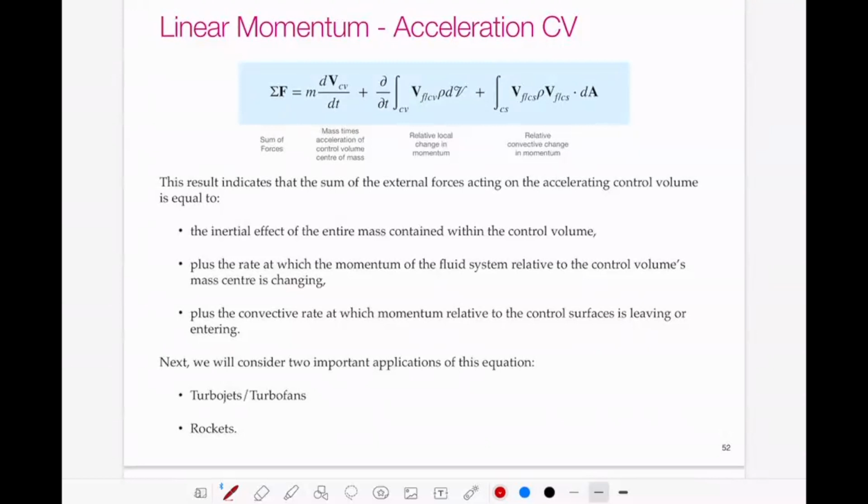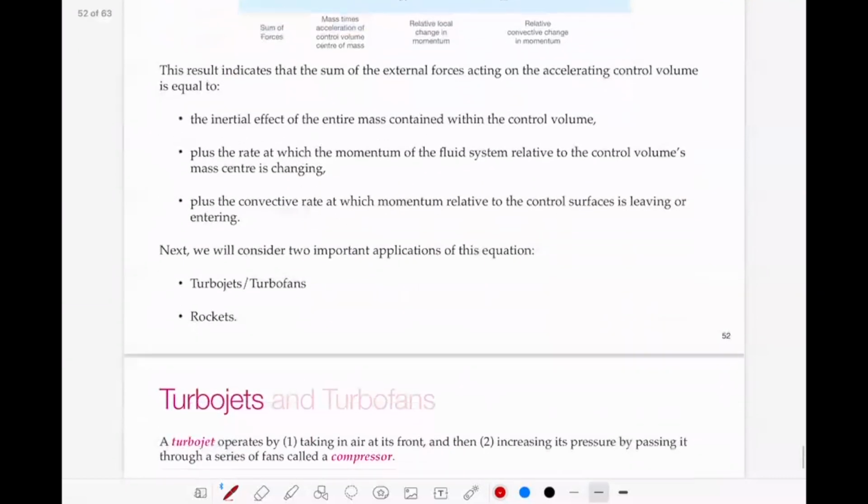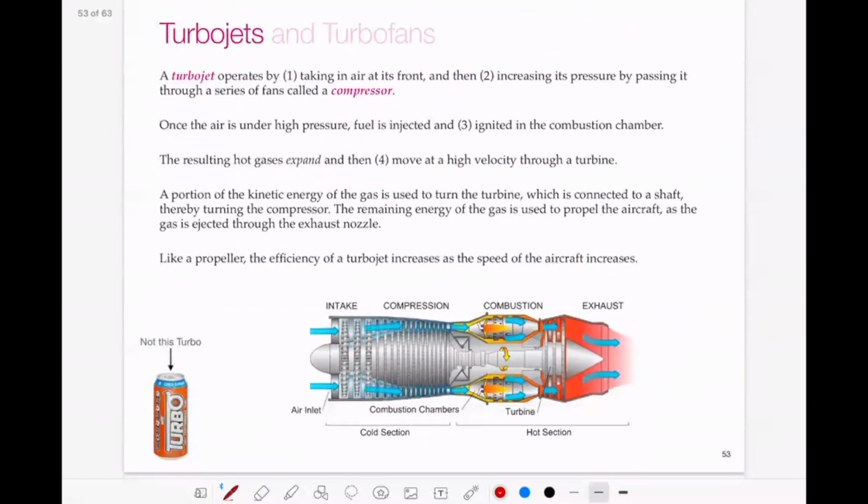So let's take this big equation and apply it to some applications, turbojets and turbofans and rockets, and see how this can simplify for those applications. Let's look at turbojets first.